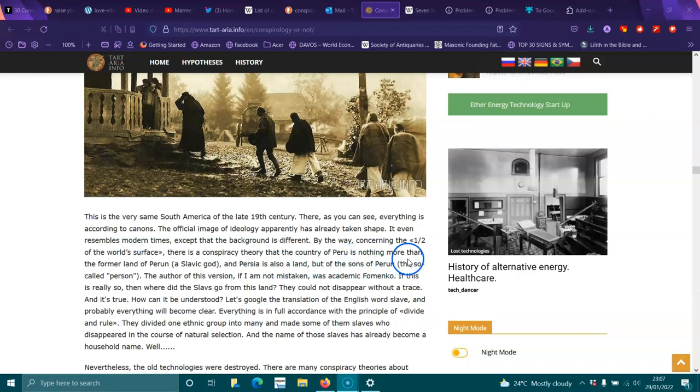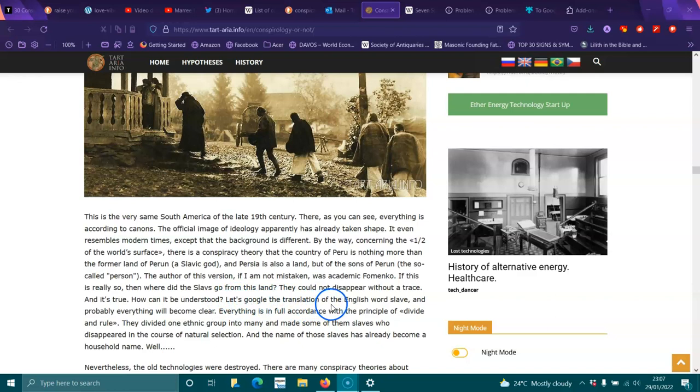But of the sons of Peruan, the so-called person. The author of this version, if I'm not mistaken, was an academic from Mexico. If it's really so, then where did the slabs go from this land? They could not disappear without a trace. And it's true, how could it be understood?